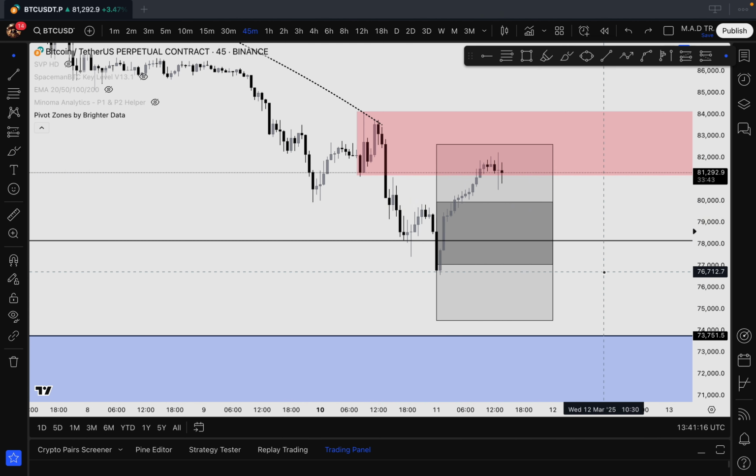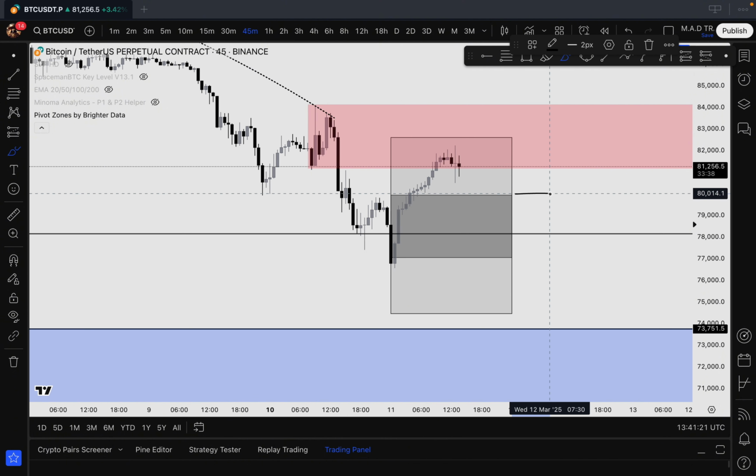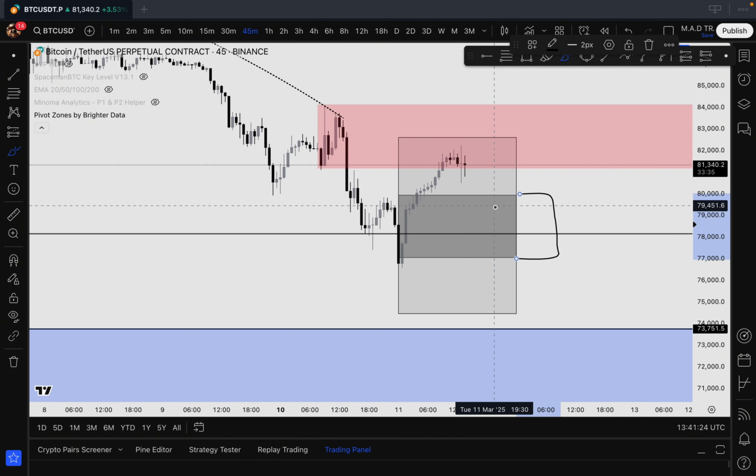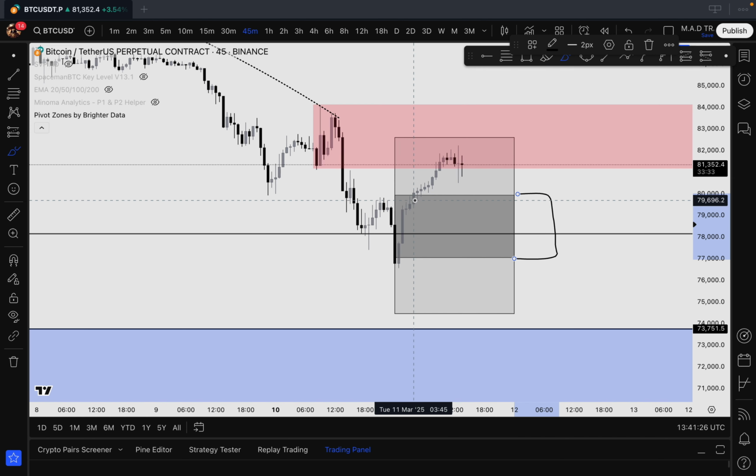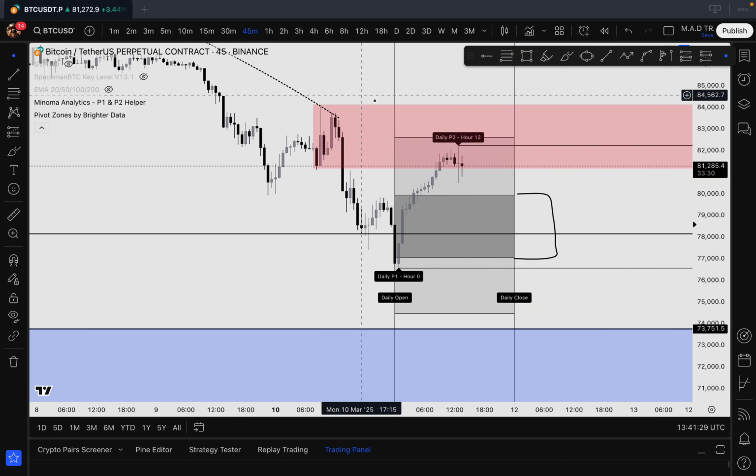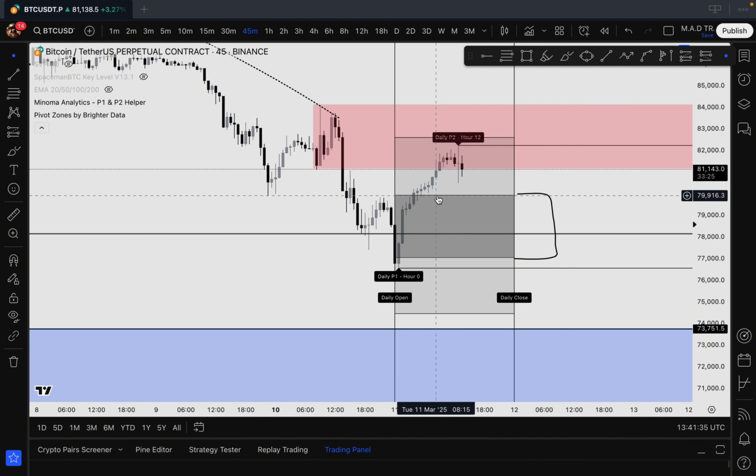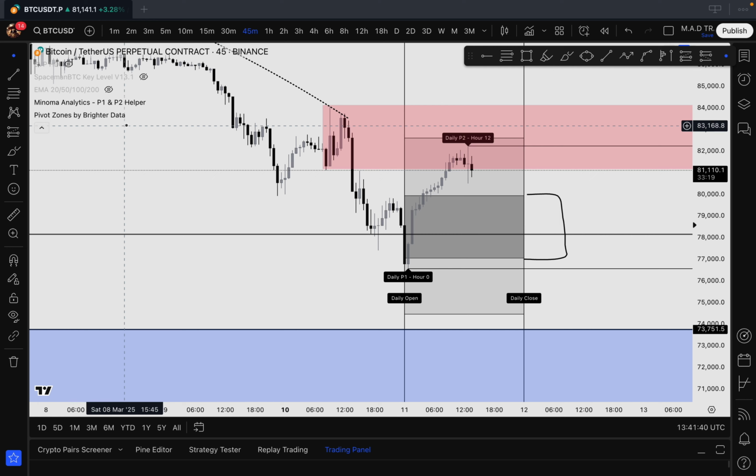and the same is true for this lower section. What it basically shows is that in 80%, so let's say between this and this, in 80% of the cases, the P1 will be formed within this box. So as we can see here, the daily open was in this candle, and then 80% of the P1s will happen in this darker gray box, and then 80% of the P2s.